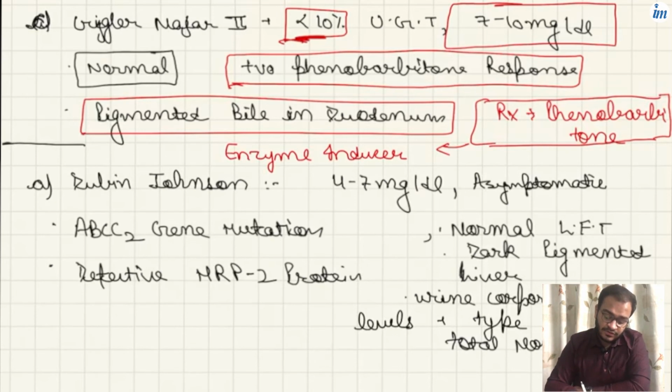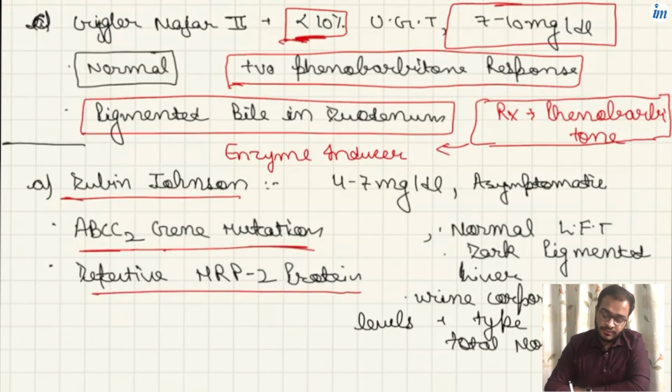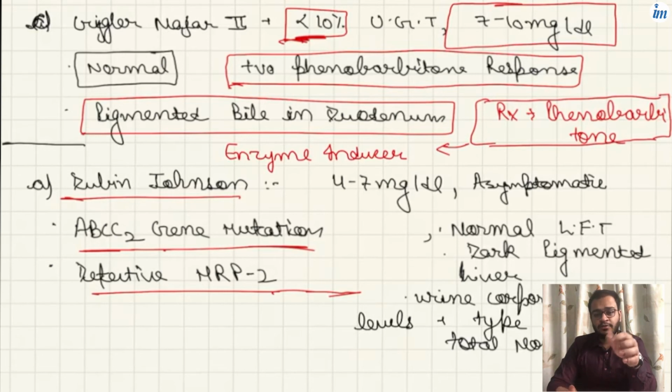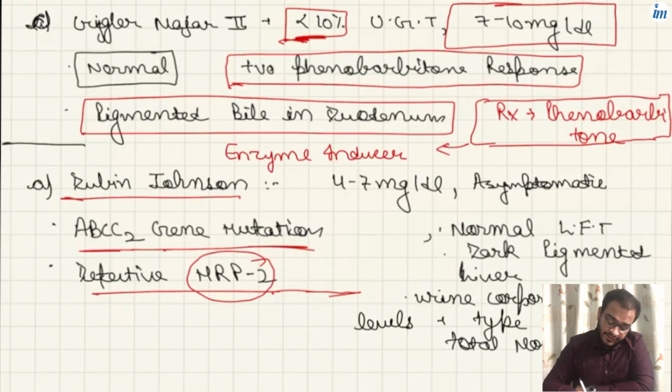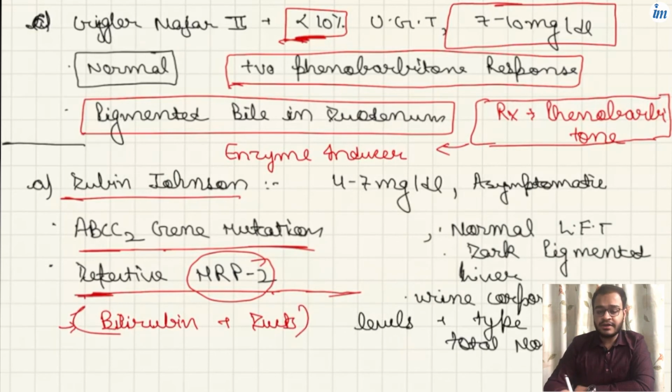What happens in Dubin-Johnson syndrome? There is a mutation of the ABCC2 gene and a defective MRP2 molecule. Friends, in the pathway of bilirubin metabolism, I have told you one molecule, OATP, which causes the unconjugated bilirubin to enter inside. Another molecule I told you in the last video also, MRP2. This MRP2 causes the release of bilirubin into the biliary ducts. And if the MRP2 molecule is defective, the transport of bilirubin into the ducts will be defective.